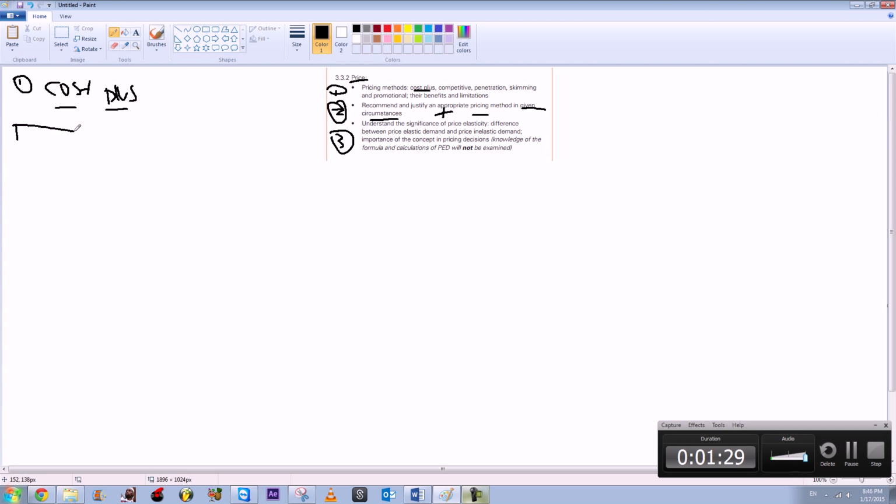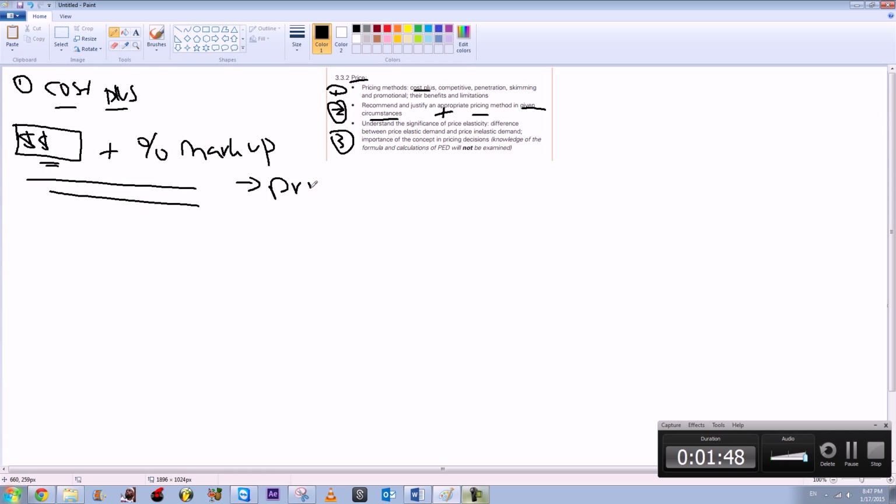It's basically the cost of the product plus a percentage markup. So this is how many percent of the cost is added to determine the final price. So let's say cost is 100. You want to make it a 20% markup. So 20%, the final price is 120. It's as simple as that.